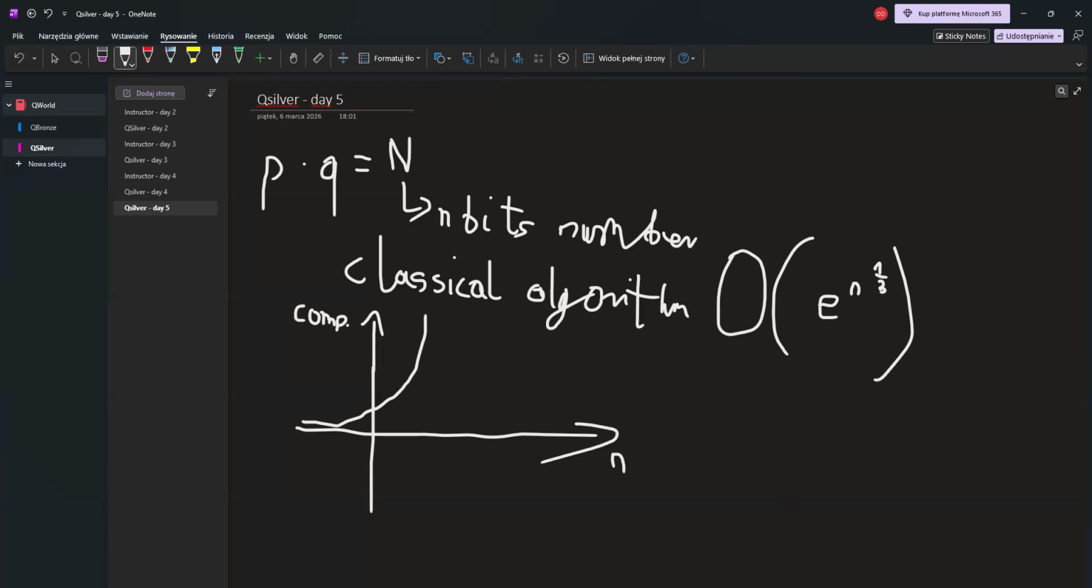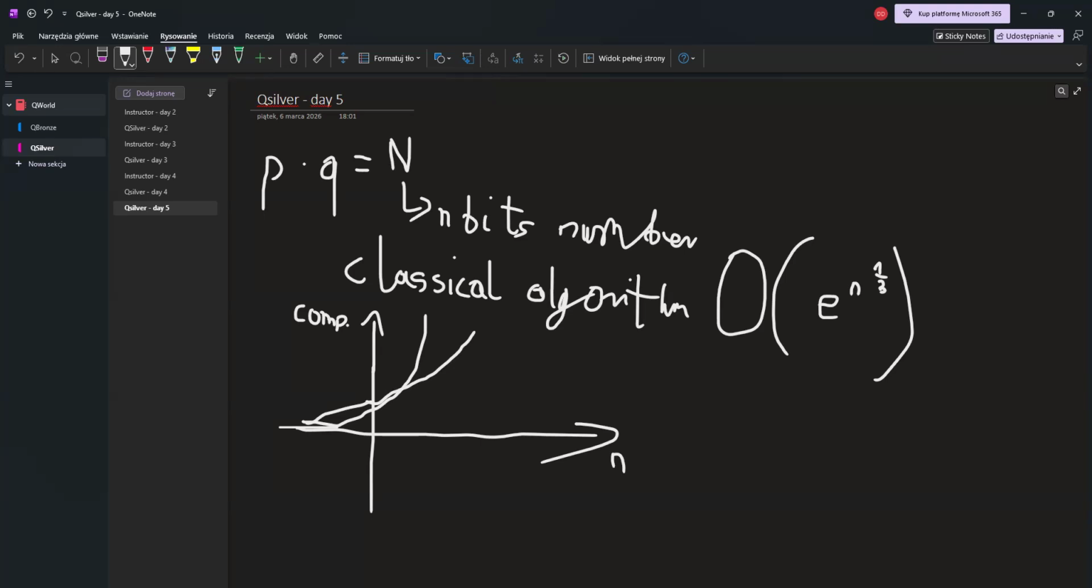And today I want to talk about Shor's algorithm, which has a polynomial complexity, which is much faster. At the beginning it might be a little bigger, but for big N, it will be much more effective than any classical algorithm.